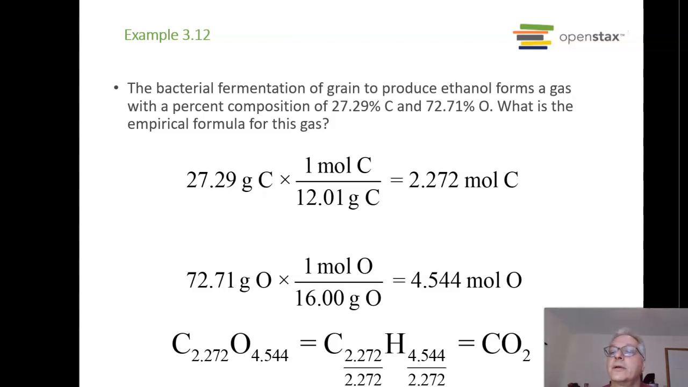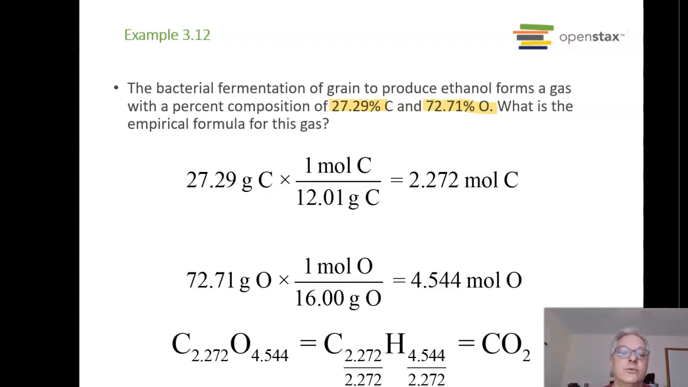The highlighter's not working. That's because I hit the eraser. And you should know how to do that by now. So now, listen, guys, if we pretend that we have 100 grams of this stuff, well, we know that 27.29 grams of it would be carbon and 72.71 grams would be oxygen.